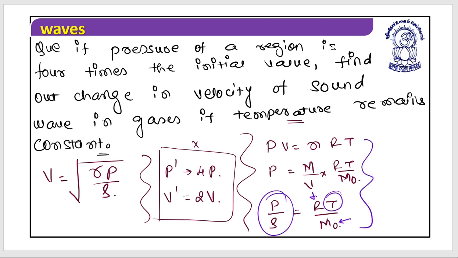So it means if P dash is equal to 4 times P, then the new density will also be 4 times the initial density. And if such is the case, then V dash would be equal to root of gamma into 4P divided by 4 density. This cancels, and this is equal to V itself. I hope this is clear and you understand this fact. Do you have any doubts?